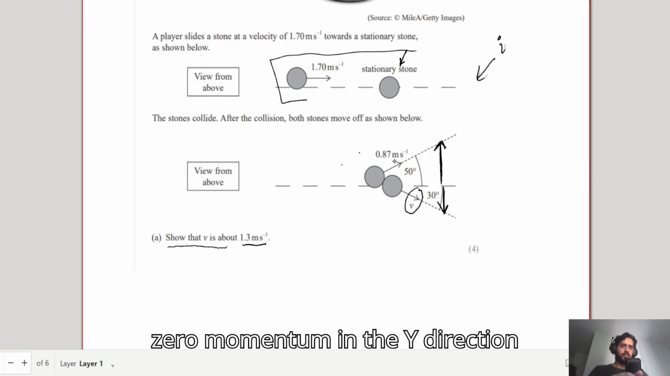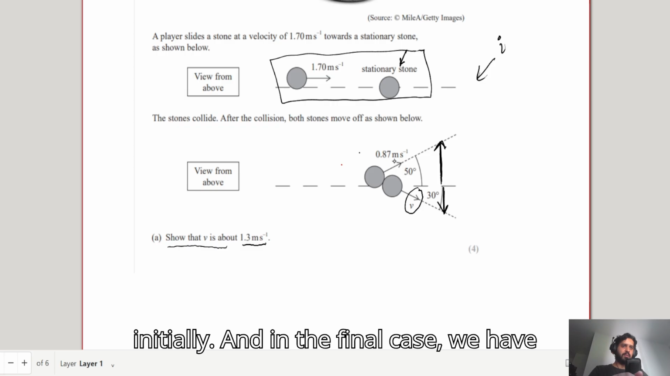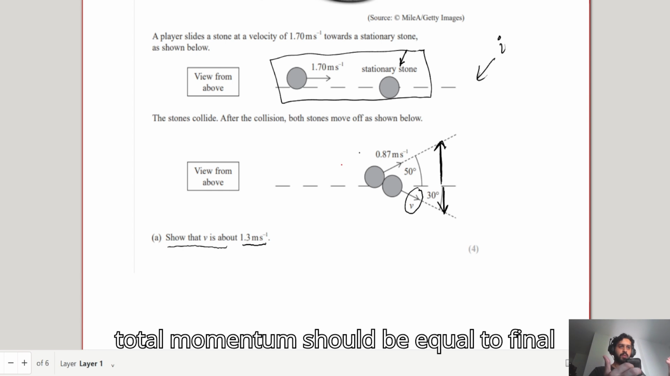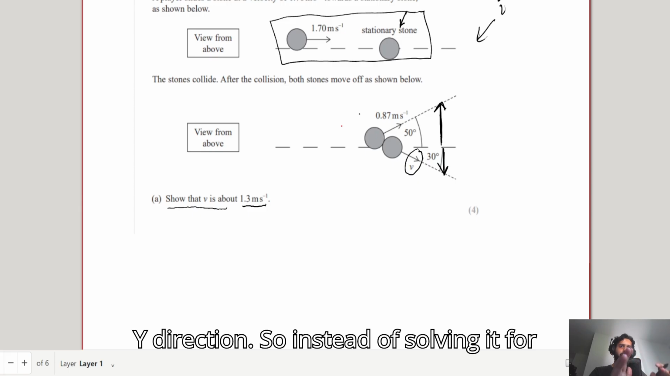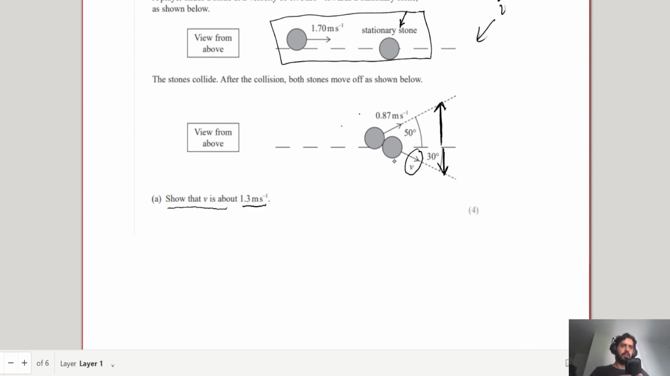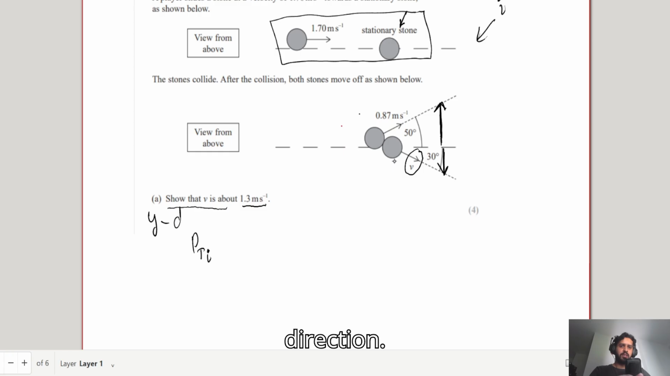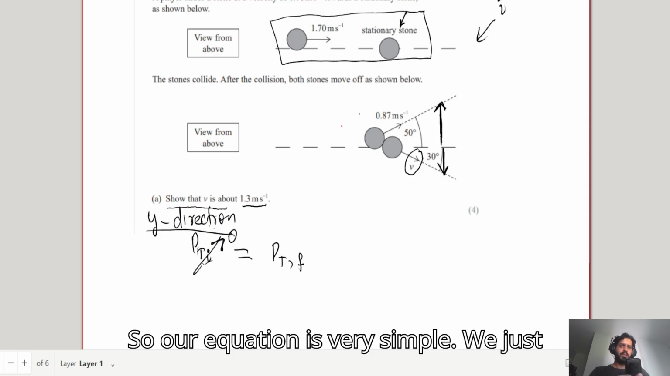We started with zero momentum in the y direction initially, and in the final case, we have momentum pointing in the opposite direction. And we also know that initial total momentum should be equal to final total momentum in x direction and also in y direction. So instead of solving it for x direction, we can just solve the momentum conservation equation in the y direction, because total initial momentum in the y direction, we know that it should be equal to total final momentum, but the total initial momentum in the y direction is just zero. So our equation is very simple.